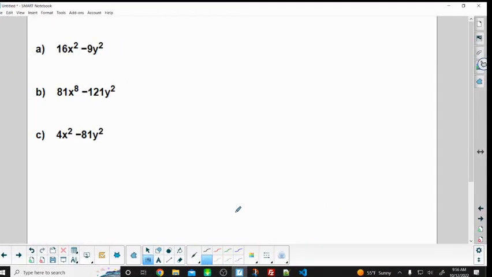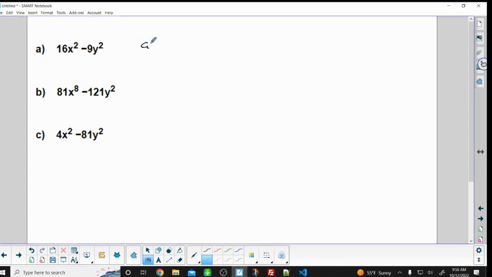In this video, we're going to factor these binomials using the difference of two squares. And that is because if you look around on all these problems, all we have are perfect squares minus a perfect square. You need to make sure that you have that to begin with before you use this method. And we do. So let's go ahead and get started with 16x squared minus 9y squared.